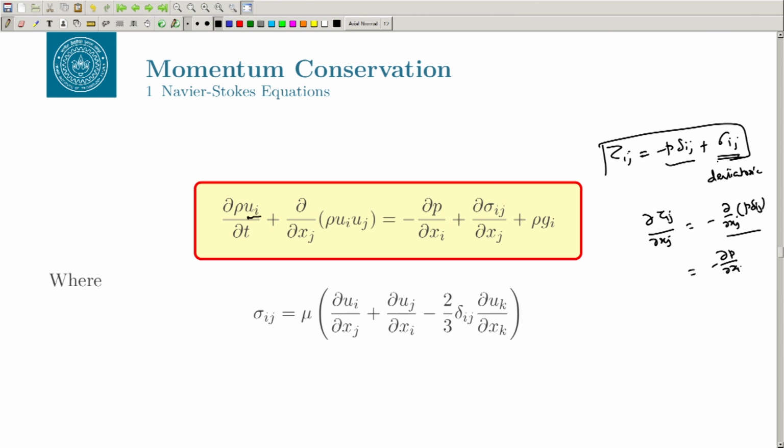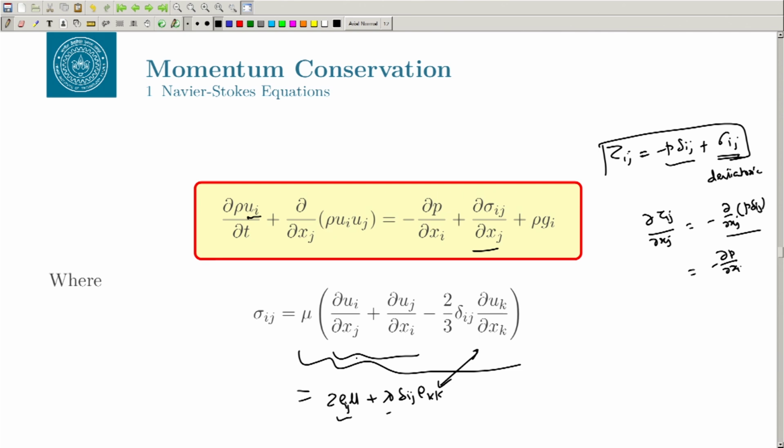Similarly, you have this sigma ij, which I have written in this form: 2 mu e ij plus lambda delta ij e kk. Here e kk is del u k by del x k, lambda is equal to minus 2 by 3 mu, and e ij is half of del u i by del x j plus del u j by del x i. So, this completes our derivation. That means we can calculate the stress term using the velocity gradient that we have.